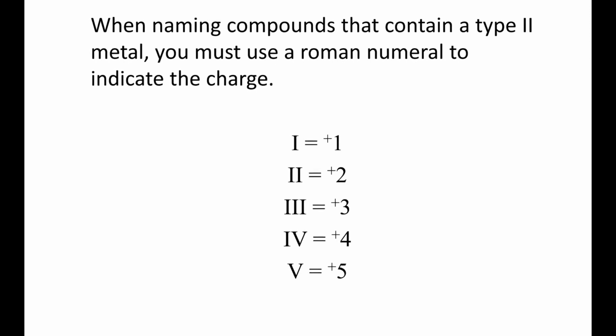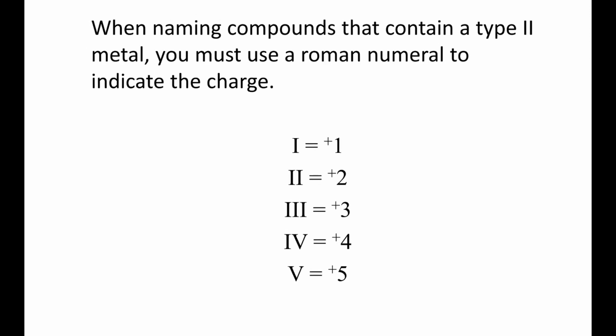Okay, now when naming compounds that contain a type 2 metal, you've got to use a Roman numeral. It tells you what the charge is. Because, I mean, if you've got copper 1 or copper 2, you have to know if the copper has a +1 or a +2 charge. So you can't just say copper chloride. There are two types of copper chloride, and they both have different properties. So there's copper 1 chloride and copper 2 chloride, depending on the charge of the copper. Okay, so you've got to somehow show that there are two types.